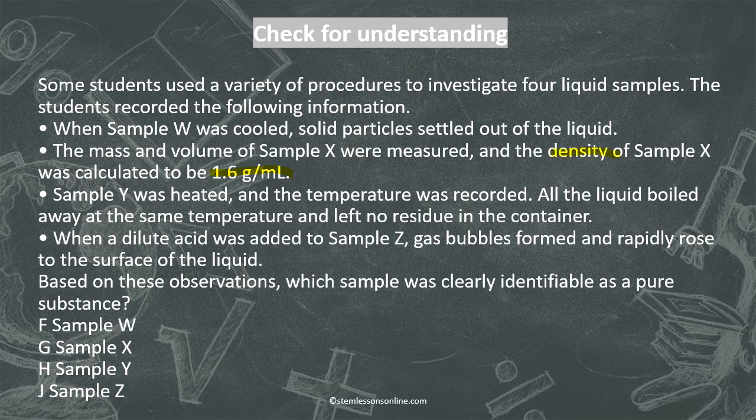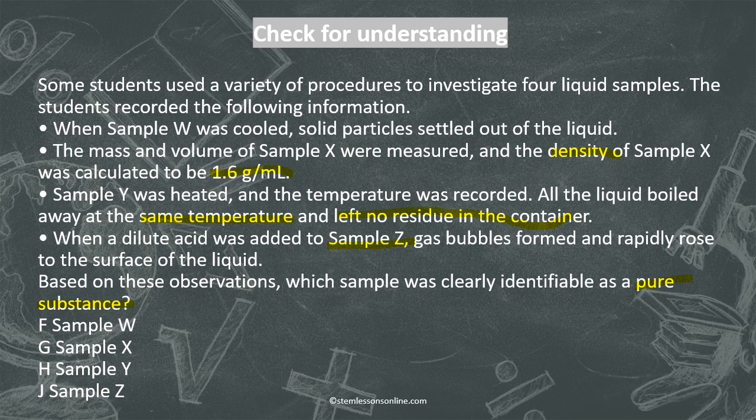And sample Y was heated and the temperature was recorded. All the liquid boiled away at the same temperature. That's important. At the same temperature, everything boiled off and left no residue in the container. While when a dilute acid was added to sample C, gas bubbled and rapidly rose to the surface of the liquid. Based on this observation, which sample was clearly identifiable as a pure substance? So you have to pick the pure substance. Okay, so which one is that?